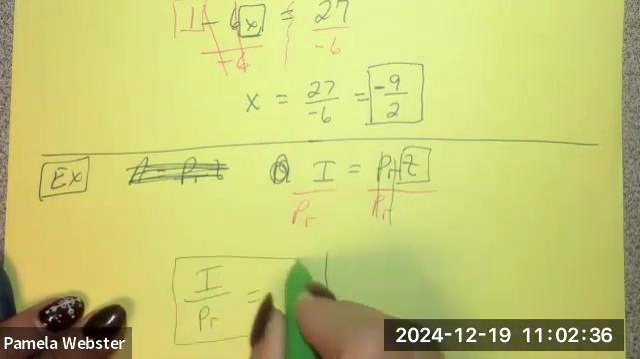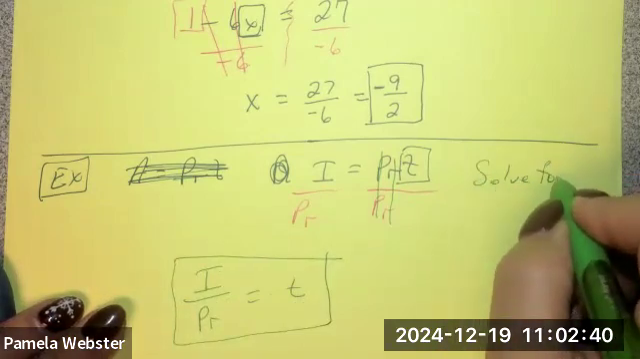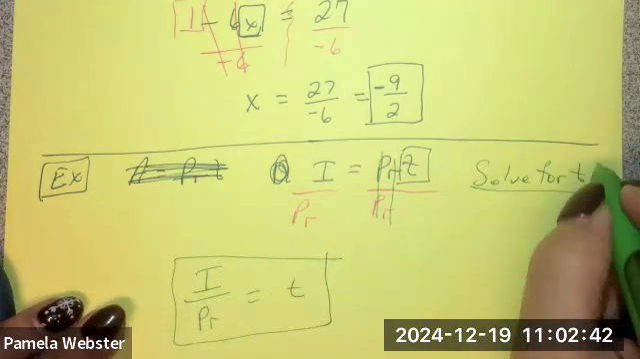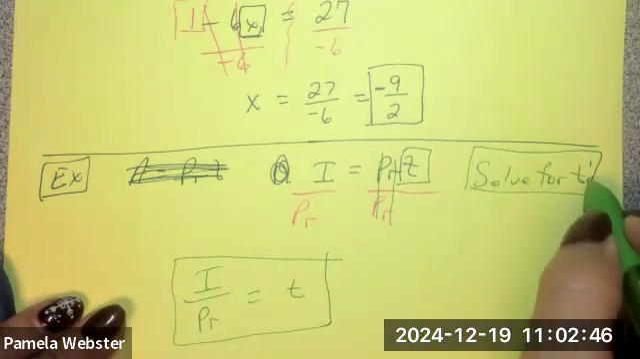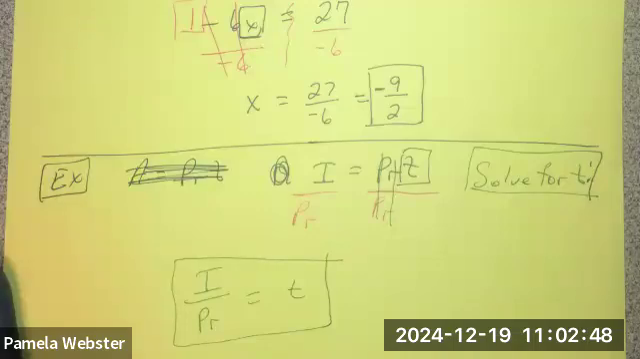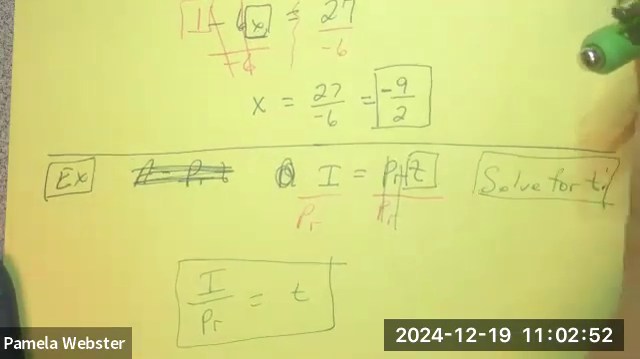So if my directions had said, solve for T, then that is how I would have done it. So that's exactly what's going on here. Sometimes we're going to have formulas that have multiple variables. Let's try a different one.